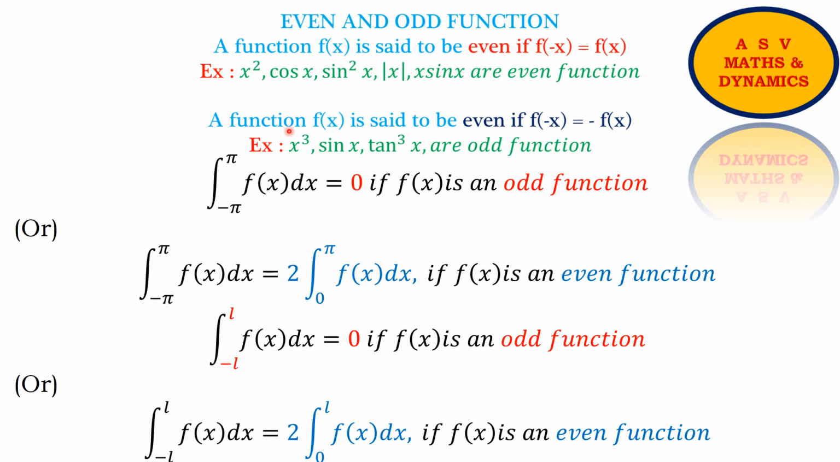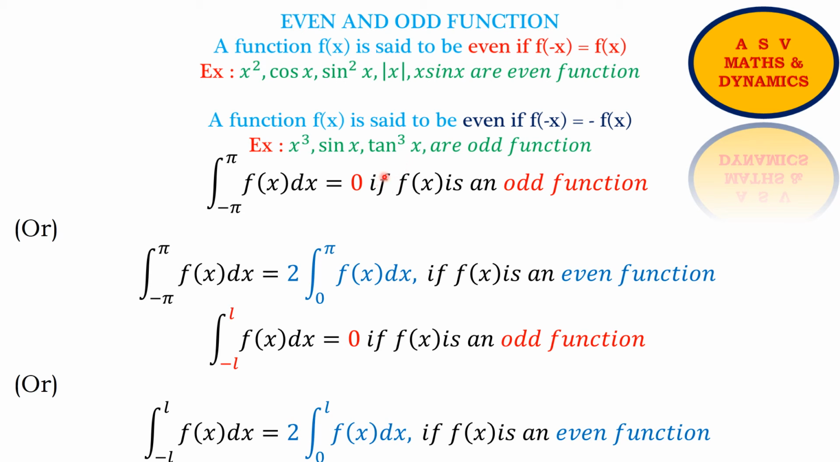And the function is an odd function when, if you substitute minus x instead of x, you get minus f of x. Sorry, here it is odd function. So x squared sin x, tan 3x are odd functions.